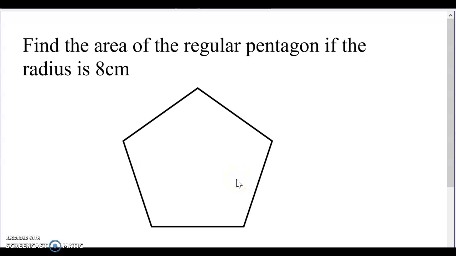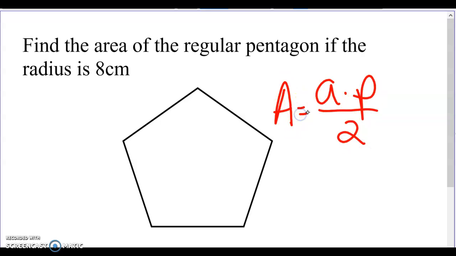Okay, so what I want to show you in this video isn't necessary, but it is very helpful. I taught you before that to find the area of a pentagon or a hexagon or whatever, we would use apothem times perimeter divided by 2, which is perfectly fine. We can do that. So, finding the area.